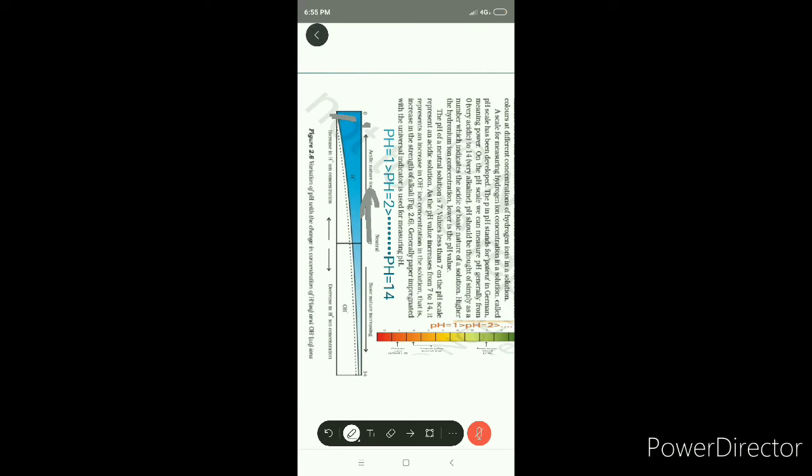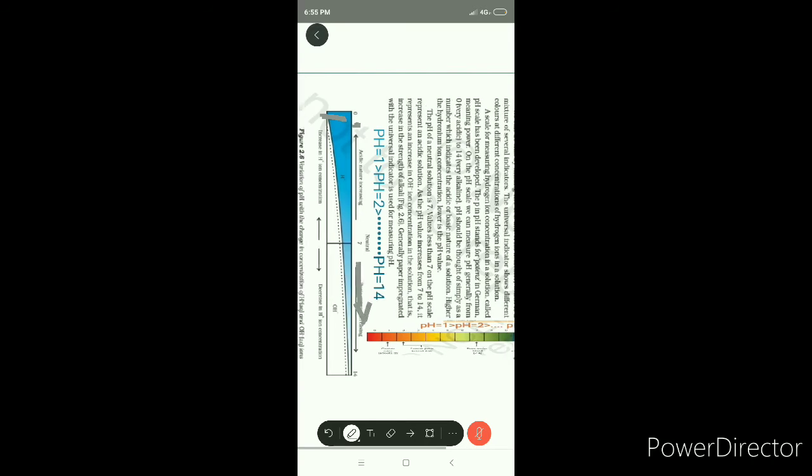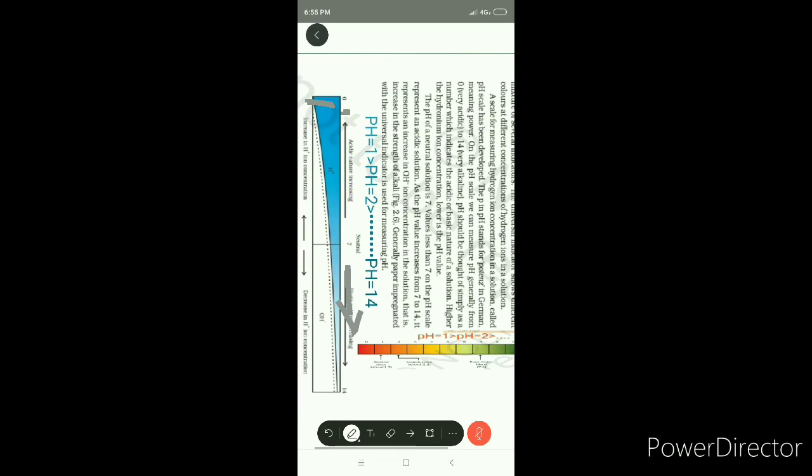But when pH is less than 7, that means pH is decreasing, then the hydroxide ion, OH minus ion, concentration is decreasing. And when pH increases from 7 towards 14, then the basic character increases as well as the concentration of hydroxide ion increases.